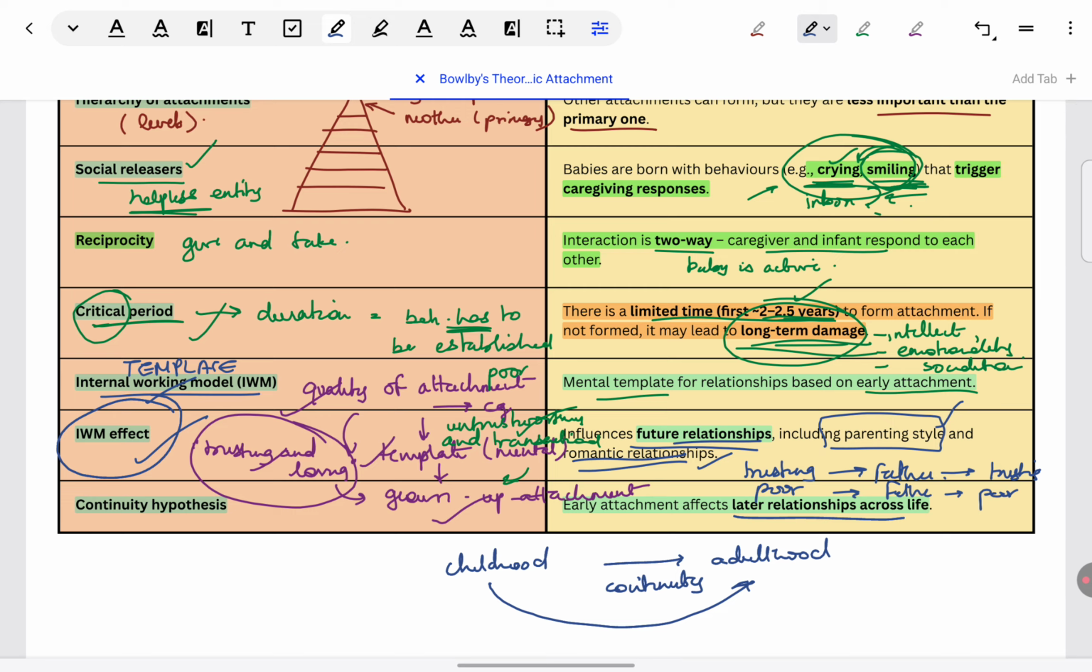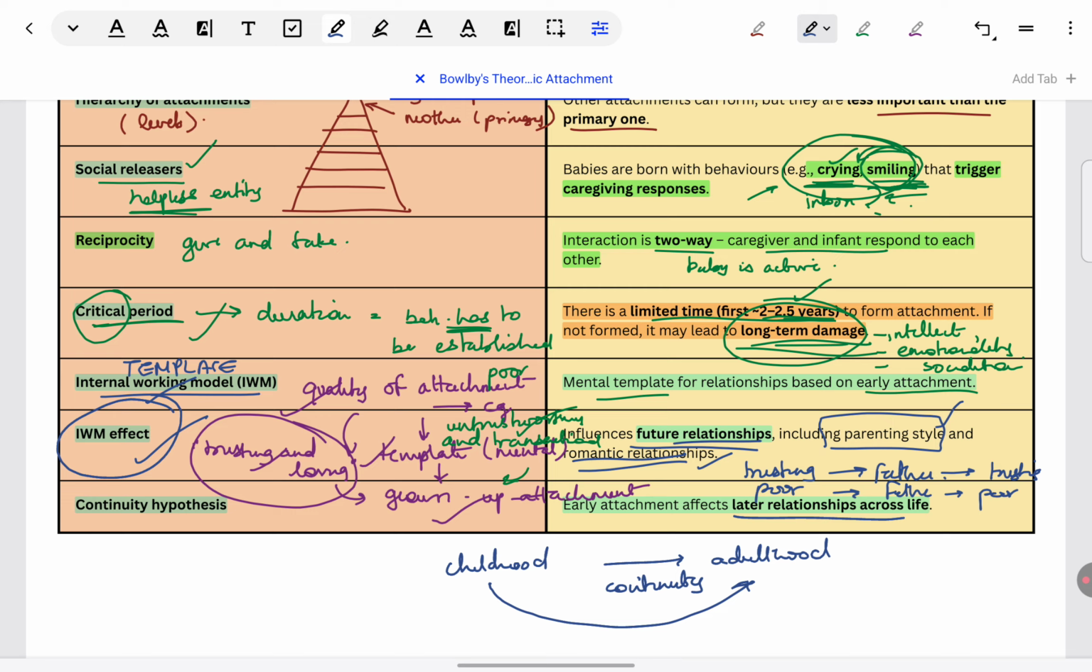Like if you see learning theory, which we saw last time, in that the mother is like a cupboard. It's called cupboard love theory. So in childhood the baby gets feeding from the mother, that is the only attachment, and it's required at that time only. When the child grows up, they will be able to get their own food, they don't need food from the mother, no attachment, attachment is finished. So there's discontinuity in that theory between what is happening in childhood and later adulthood. But Bowlby believes that what happens in childhood directly and continuously impacts how the individual grows up, into their adulthood.